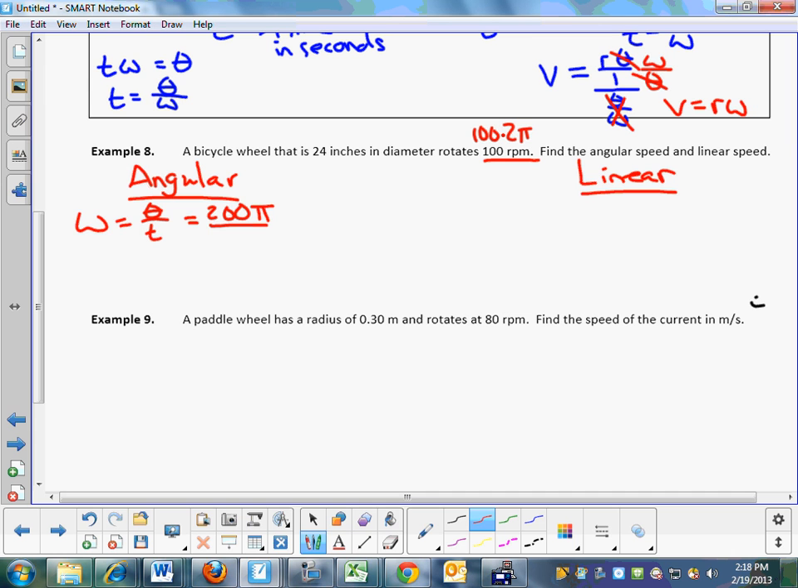Divided by time. Let's convert this to seconds. So how many seconds is it? Rotations per minute, so 60 seconds. Somebody grab a calculator. 200 pi divided by 60. What's 200 pi divided by 60? Somebody with a handy-dandy calculator. What do you got? You're close. 1047?